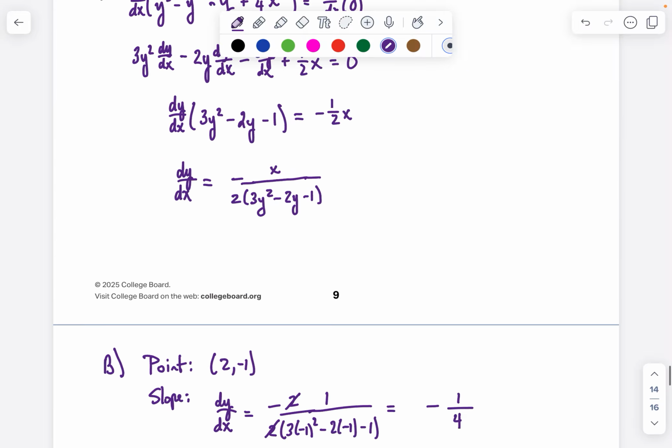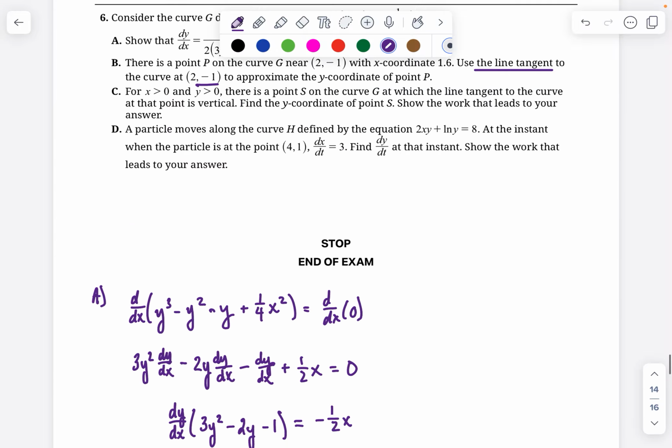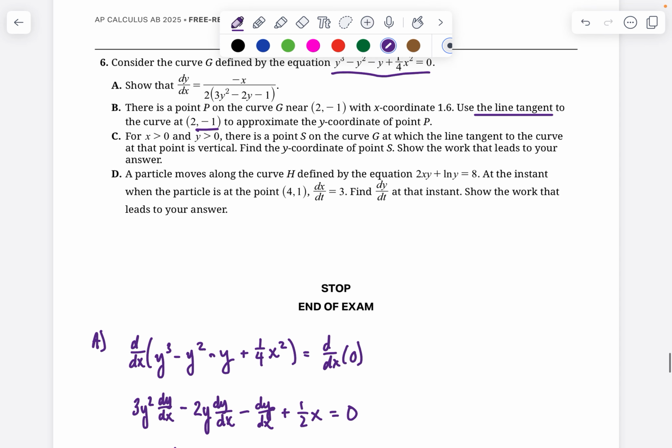All right, part C. For x values greater than 0 and y greater than 0, there is a point S on the curve G at which the line tangent to the curve at that point is vertical. All right, so find the y-coordinate of that point S and show the work that leads to your answer.